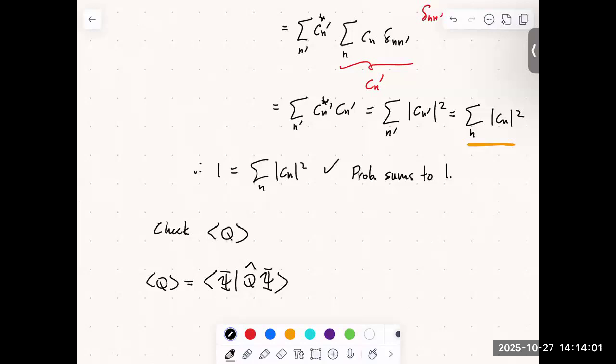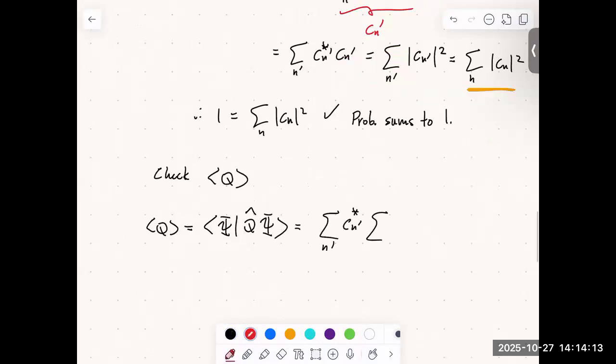Okay, so this is going to be the sum over n prime. It's going to be very similar to what we just calculated. The only difference is that the operator acting on psi is going to return an eigenvalue and the state back again. Actually, I've got to be careful here. Let me do this properly.